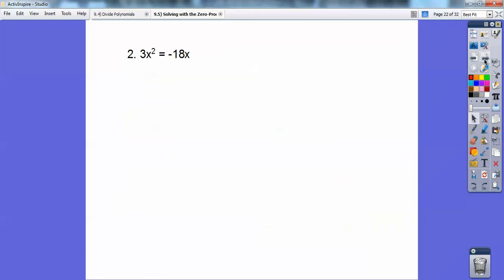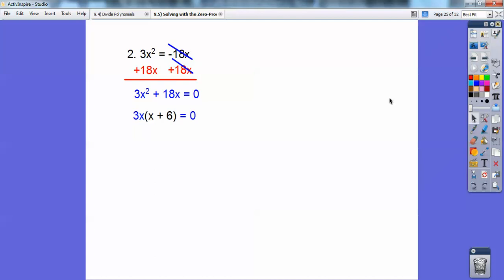The beauty of factoring is that first they have to be set equal to 0, then you can use your zero product property. So here we go. I'm going to set it equal to 0, so I have to get rid of that minus 18x and add 18x to both sides. Now I have 3x squared plus 18x equals 0. I'm going to GCF out a 3x out of this left-hand side.